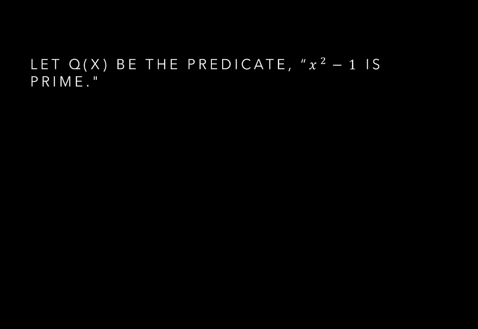Let Q of x be the predicate x squared minus 1 is prime. We're going to test Q of 4 and find out if it's true or false. That means we're going to square 4 and subtract 1, which gives us 15. So our question is, is that prime? And the answer is, it's not.